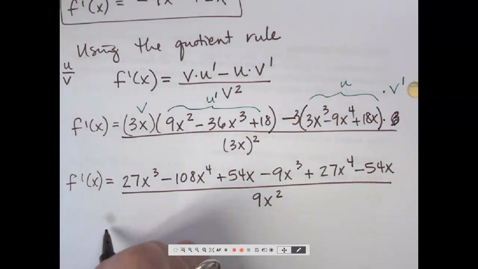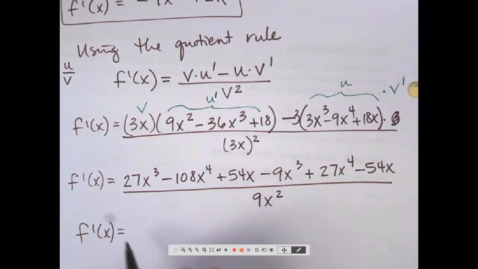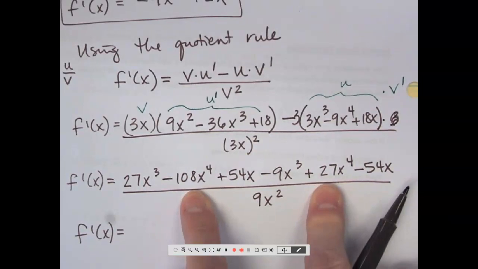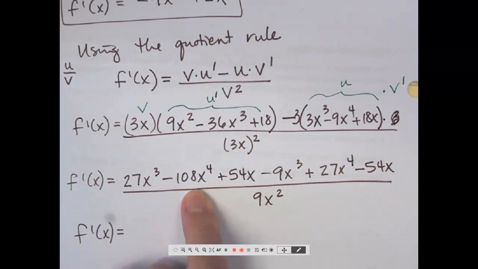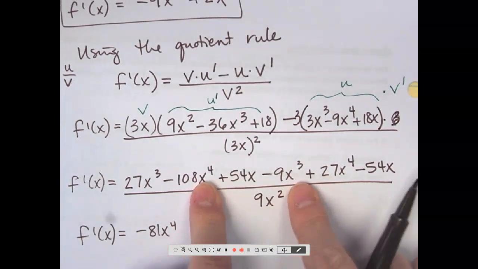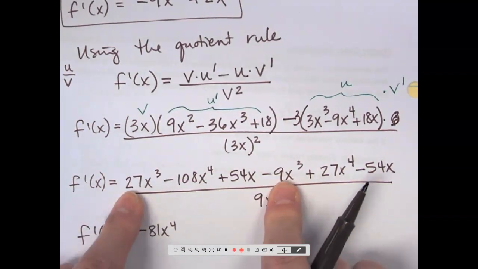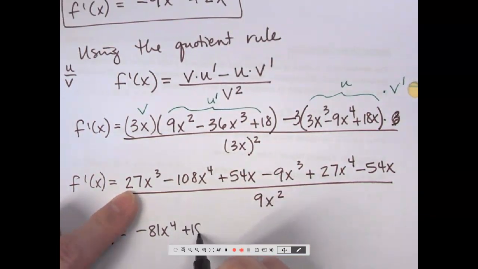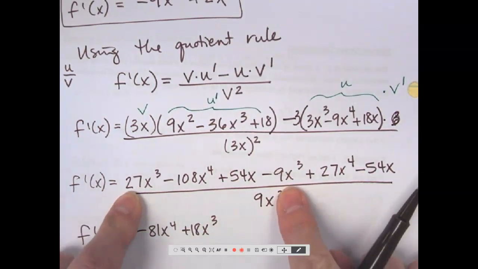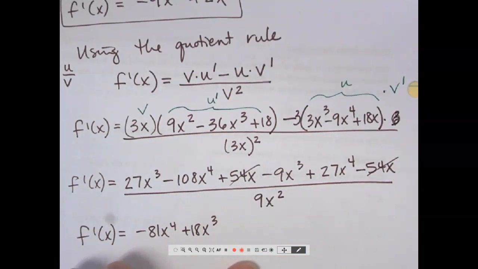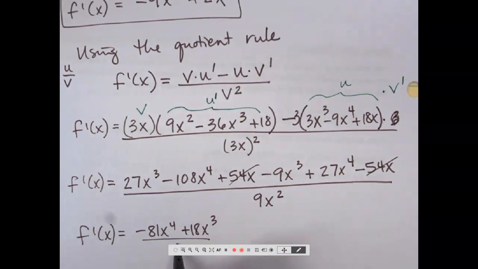Oh, Lordy. Okay. Let's see. Negative 108 plus 27. Anybody? Negative 81, x to the 4. Okay, here's some cubes. I have 27 minus 9, 18, x cubed. No x squares, 54x is canceled. Over 9x squared.